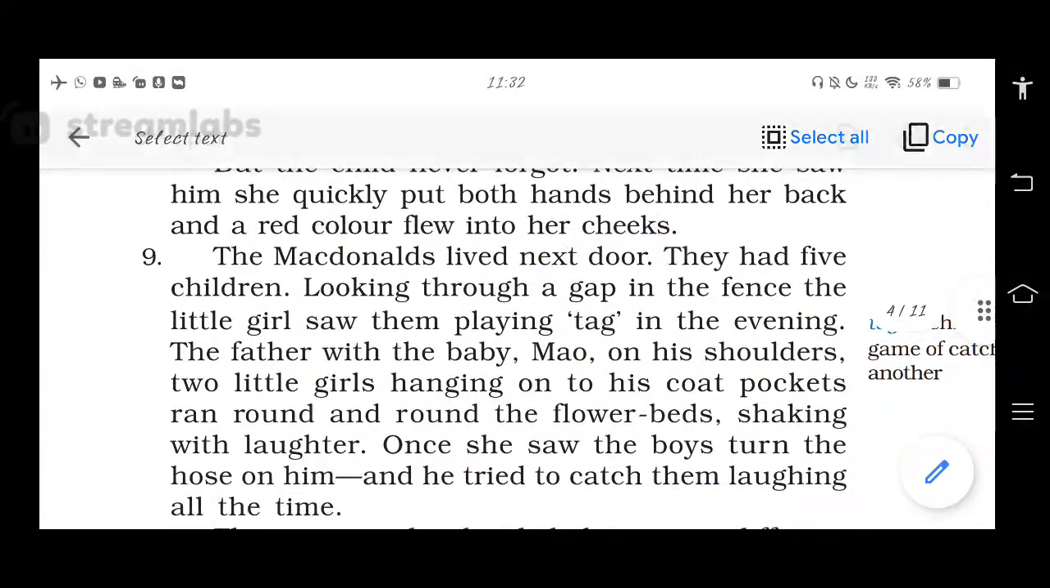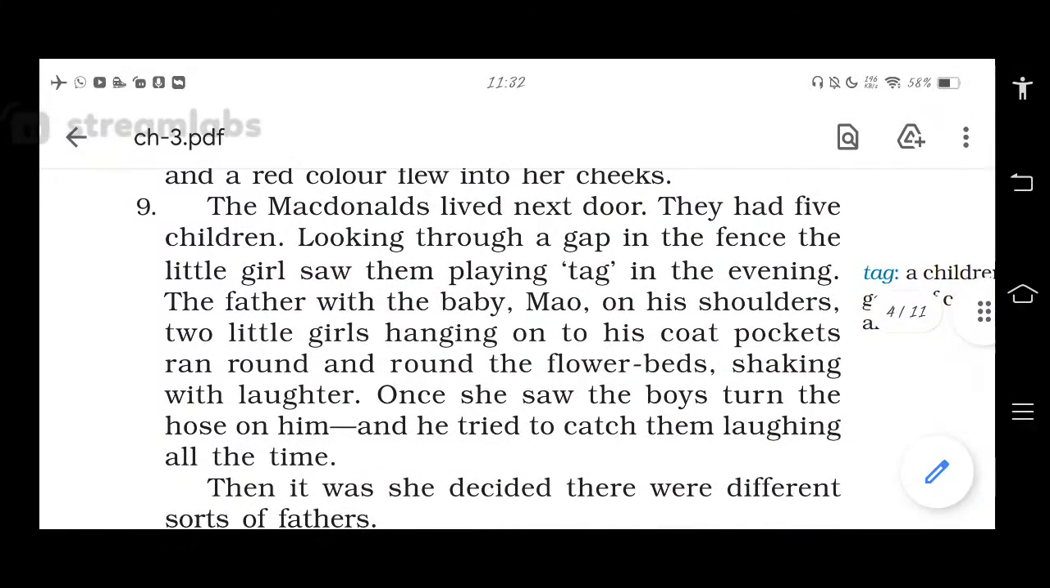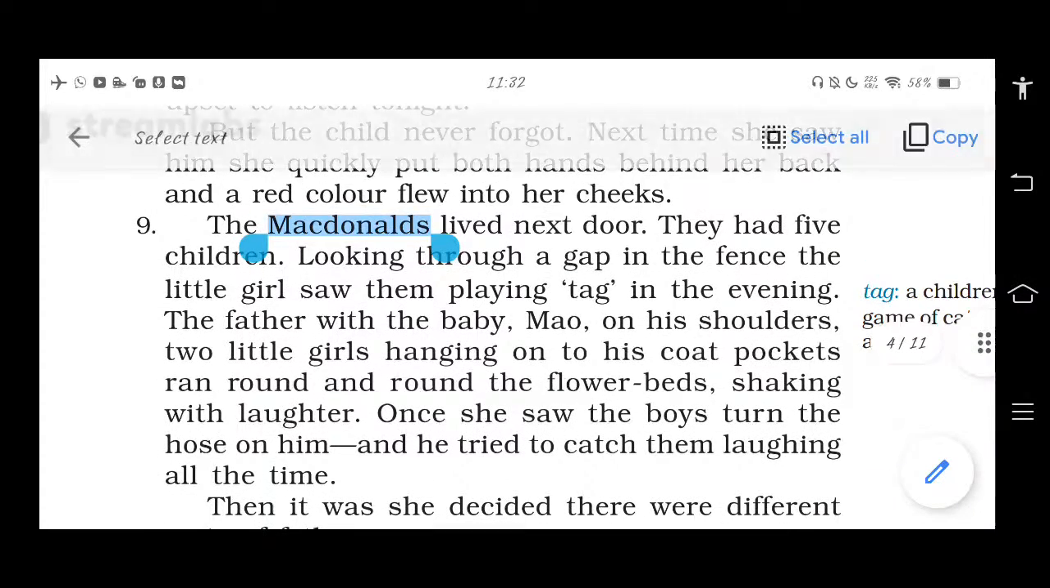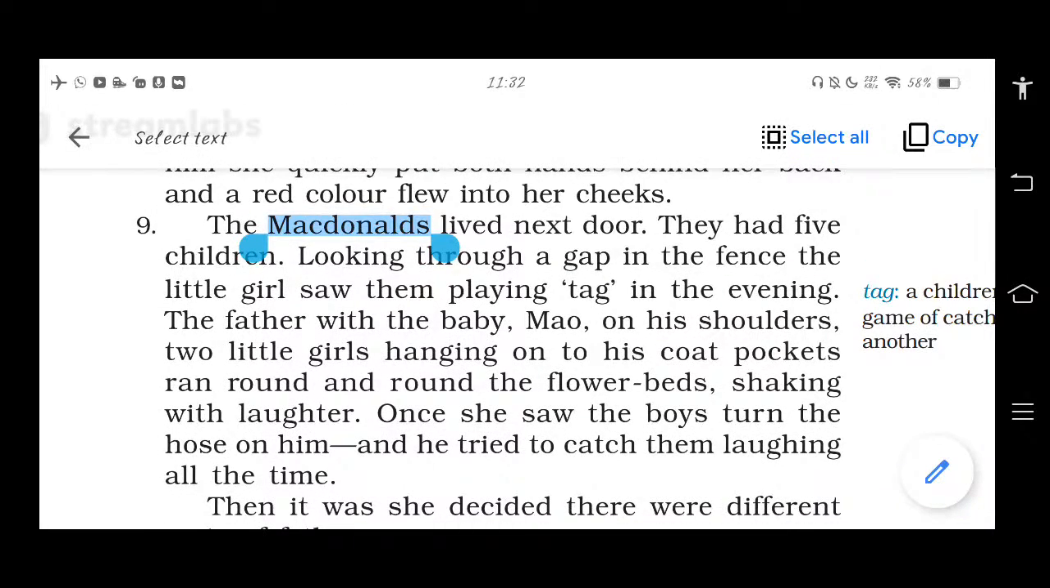Did you understand? Okay, let me explain the ninth paragraph. The McDonalds. So here we are discussing another family, the McDonalds. The McDonalds lived next door. They had 5 children. So McDonald is nothing but the girl's neighbor, a member of the neighbor house. They had 5 children.